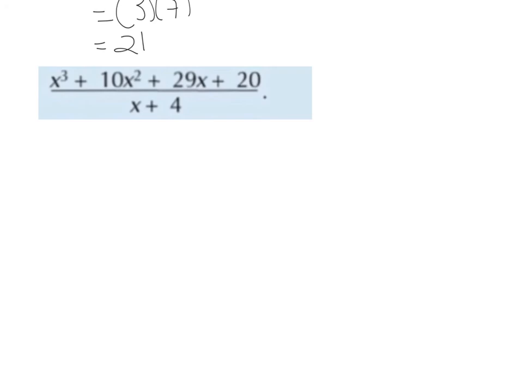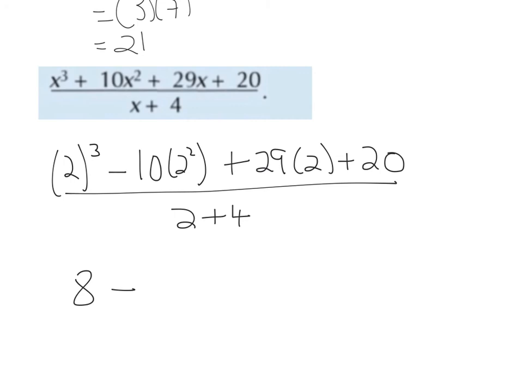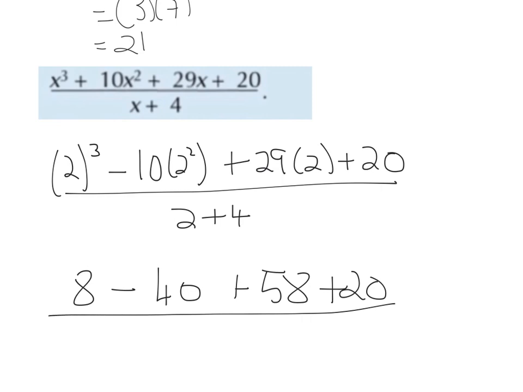So I have to bring things down here because I'm running out of space. So here's my question again. I'm going to place x as 2. So it will be 2 cubed minus 10 times 2 squared, plus 29 times 2, plus 20, all over 2 plus 4. So 2 cubed is 2 by 2 is 4, by 2 is 8, minus 2 squared is 4, and 4 tens are 40, plus 29 times 2 is 58, plus 20, all divided by 6.